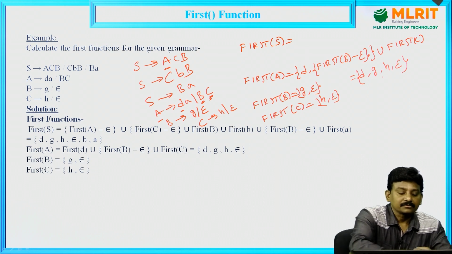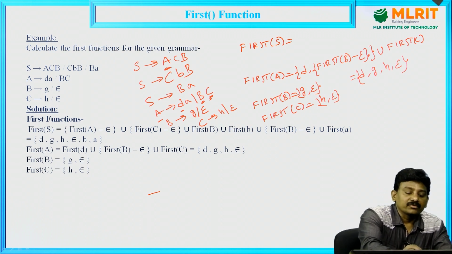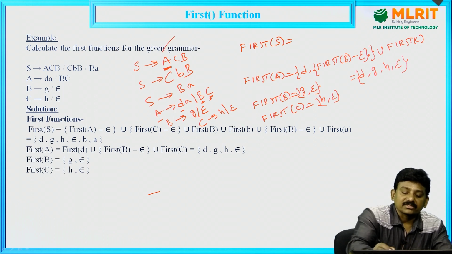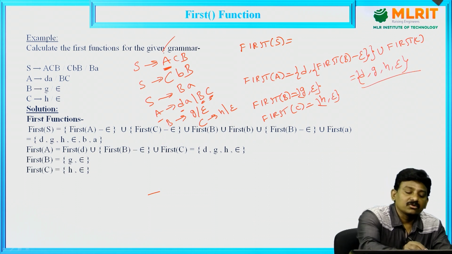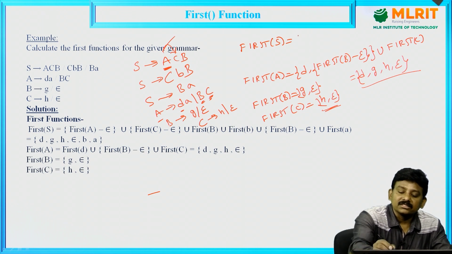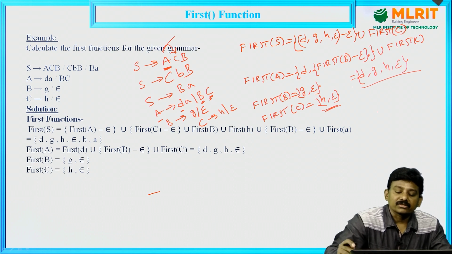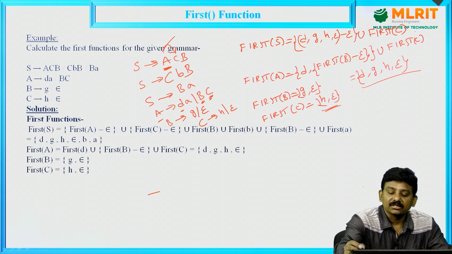So the answer is first of A is d, g, h, epsilon, but so far we have calculated only the first symbol of this rule. First of S is first of A. First of A derives epsilon, so we go for first of C. What is first of C? h comma epsilon. So we write d, g, h comma epsilon, exclude epsilon and take union of first of C. C also derives epsilon, so exclude epsilon and go for first of B.